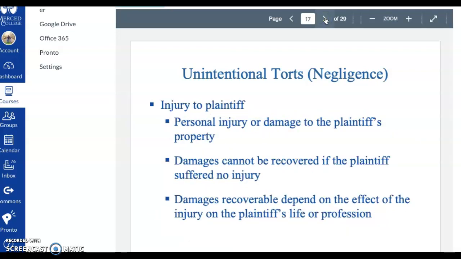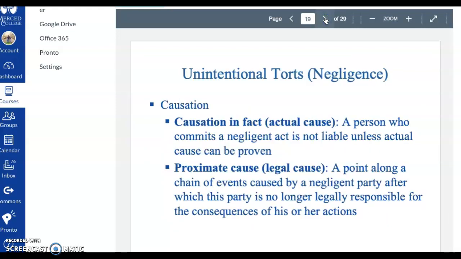Injury, obviously, can be physical or emotional or financial, but you have to prove there was an actual loss to the individual. And then causation. Your omission or act was the actual cause of the injury. So you, in fact, caused the car accident, or you have a product that, in fact, caused the injury to the individual.